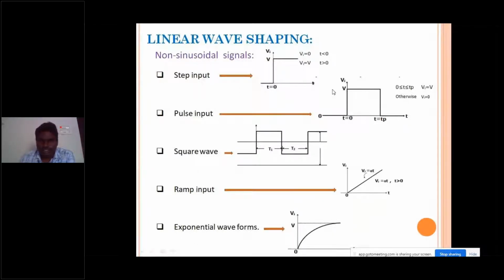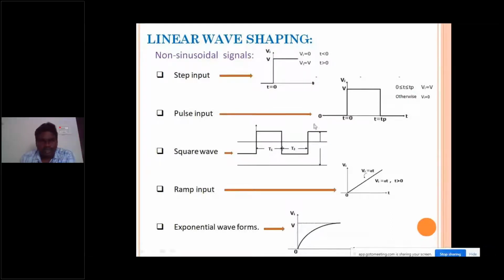Now you can see what is meant by a step signal. So this is the step signal. For t less than 0, the input signal is 0 here. For t greater than 0, the amplitude of the signal is V. So this we are applying as a step input. For the time t less than 0, there is no signal. For t greater than 0, there exists an amplitude called V, that we can call a step signal.